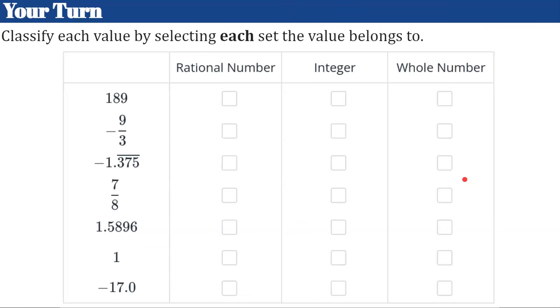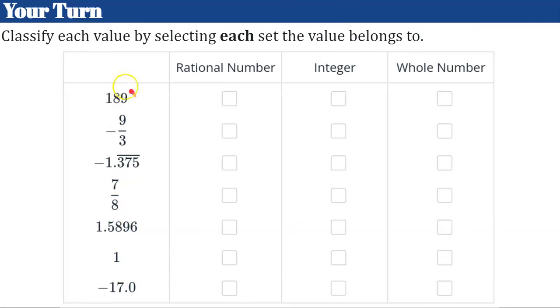Try another one. I would like you to practice classifying all these values. So I have 189, negative 9/3, negative 1.375 repeating, 7/8, 1.5896, 1, and negative 17.0. Please pause, select the sets that the numbers belong to, come back and hit play when you're ready.